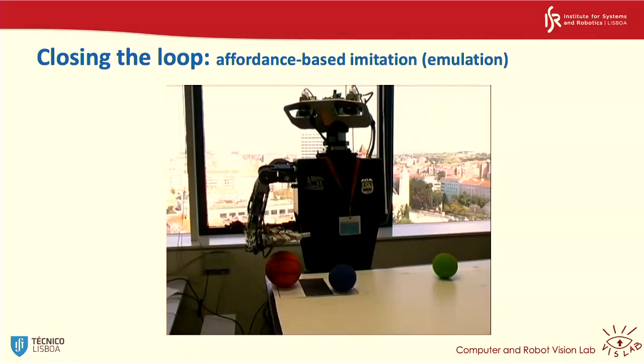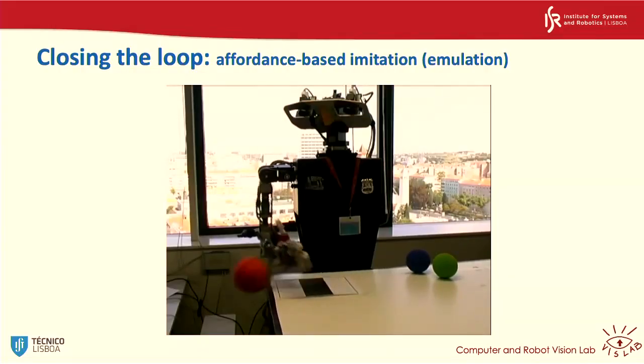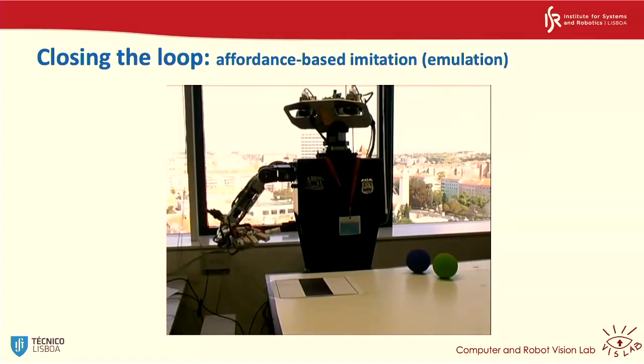So this is an example of how to put affordances in practice. Understanding the functions of objects is, in this example, a very useful cue to recognize the actions that are being performed by others. But of course it can be used in all these other ways that I mentioned to you.